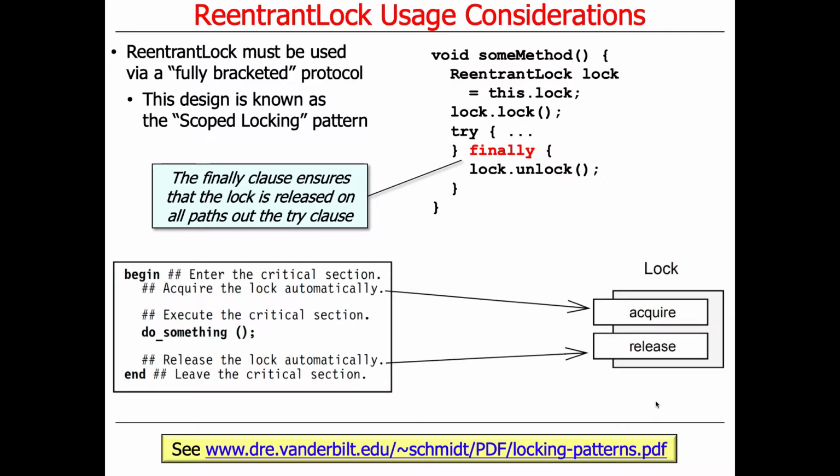Always get in the habit of using the ScopeLocking pattern, which is a pattern that appeared in the POSA 2 book. You can read about it here, but basically it just says, acquire the lock before you do your critical section, and then always unlock the lock. And the easiest way to do that in this case is to use a try finally block, since Java doesn't support destructors.